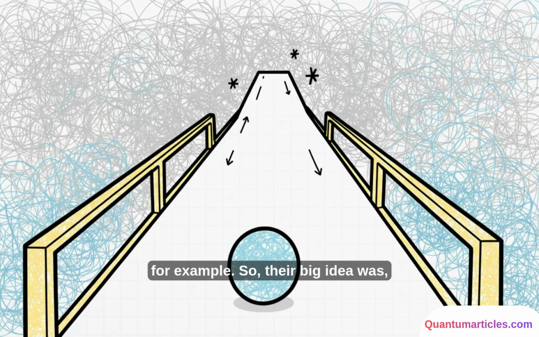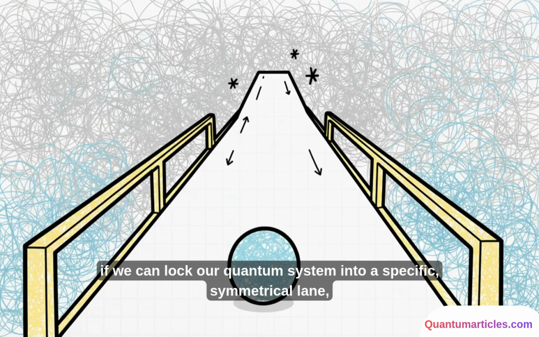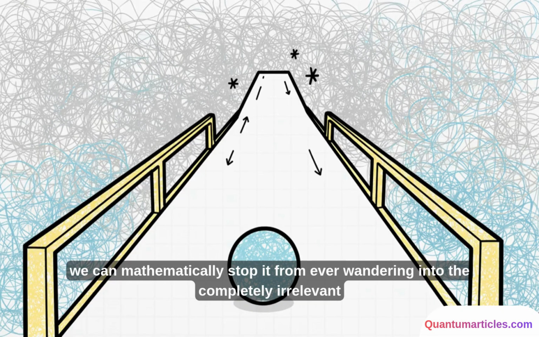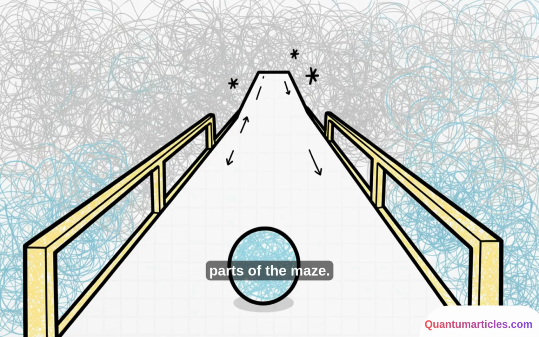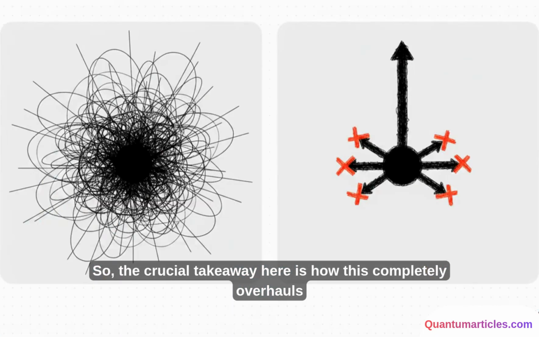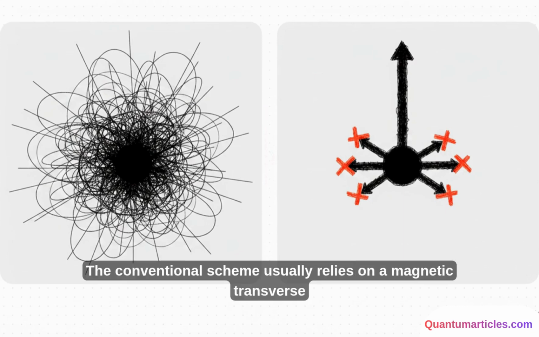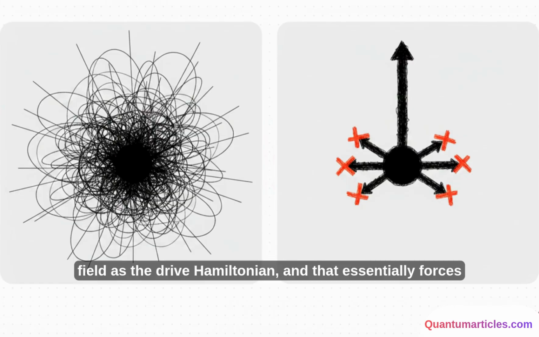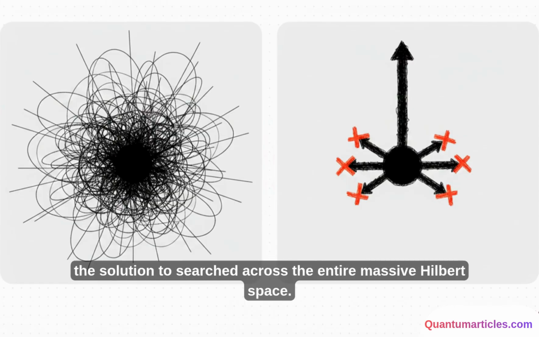So their big idea was, if we can lock our quantum system into a specific symmetrical lane, we can mathematically stop it from ever wandering into the completely irrelevant parts of the maze. So the crucial takeaway here is how this completely overhauls the engine of our system. The conventional scheme usually relies on a magnetic transverse field as the drive Hamiltonian, and that essentially forces the solution to be searched across the entire massive Hilbert space. It means every single possible path in the maze is wide open.